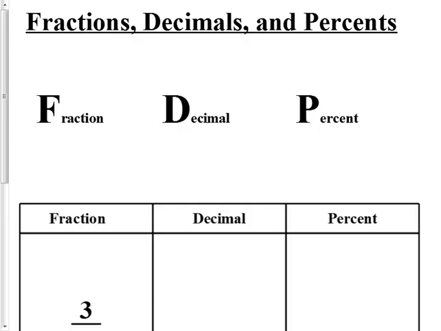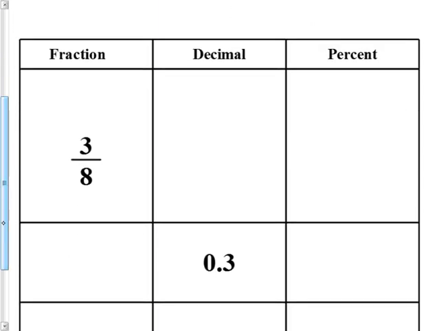If I want to change a fraction to a decimal, we know that we're going to take the numerator and denominator and we're going to do a division. We're going to do the numerator divided by the denominator. So in an example of that, 3/8, we can do 3 divided by 8.